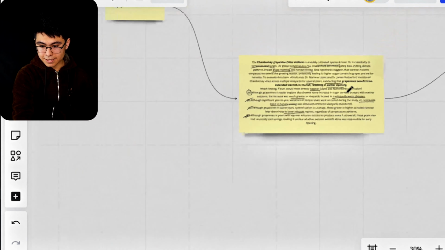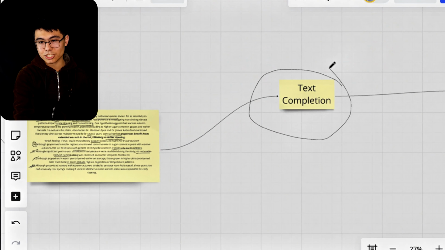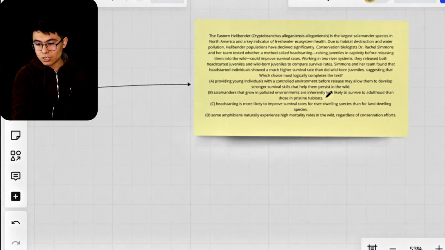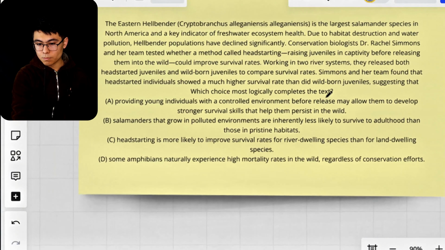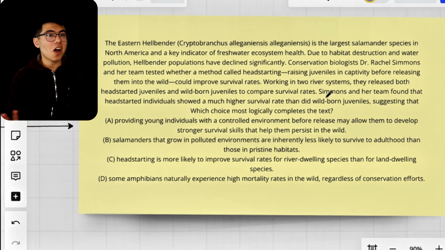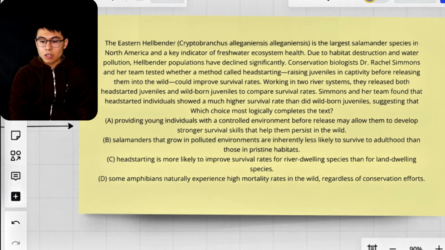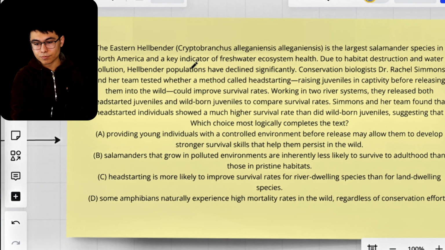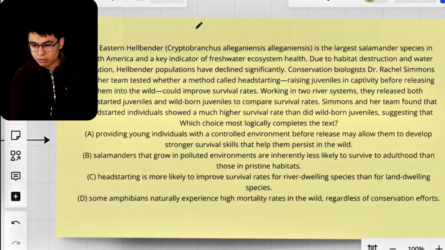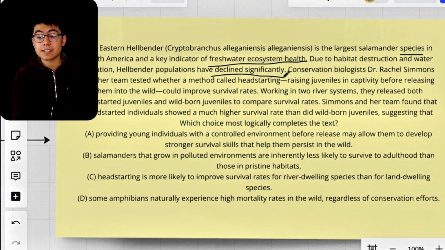So yep, next step we have the text completion question type. So here we have a question. You can pause the video right now and solve it on your own first. And so this question asks for completing the text. Let's read the text now. The eastern halberd is the largest species in North America and a key indicator of freshwater ecosystem health. Due to habitat destruction and water pollution, populations have declined significantly. So that's an important thing. Populations have declined.